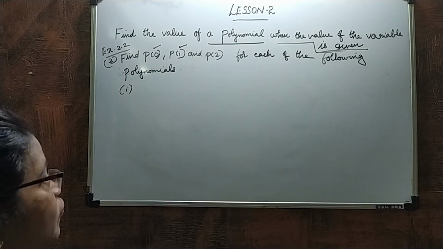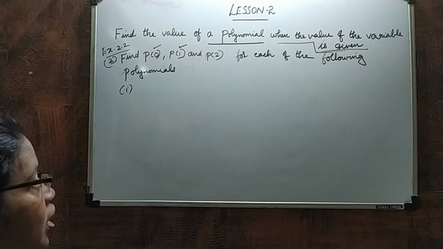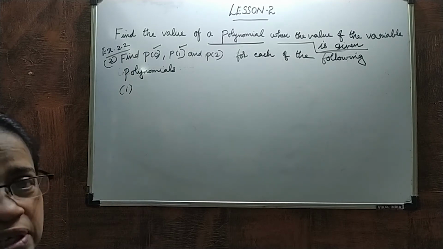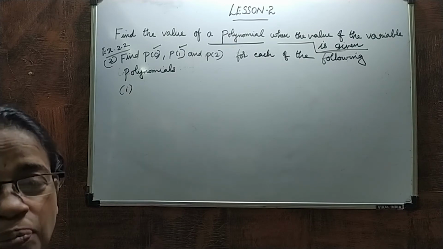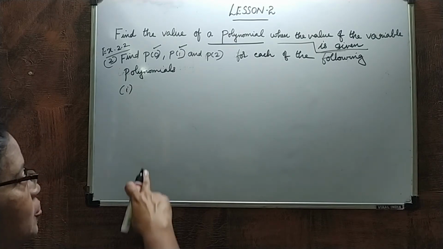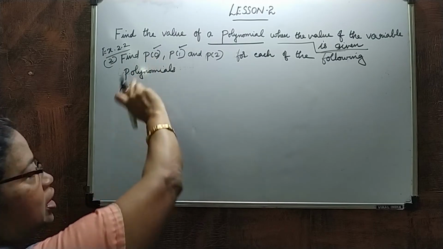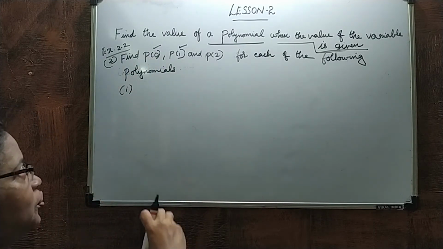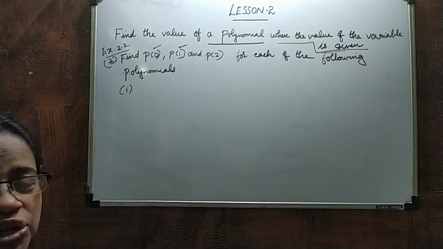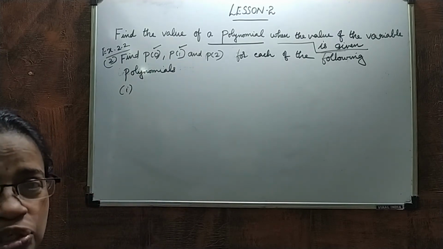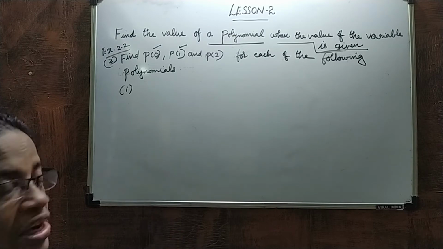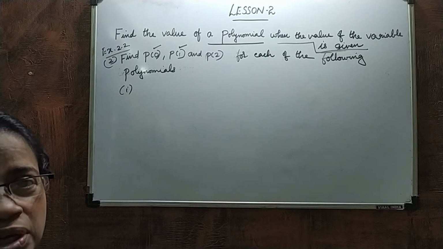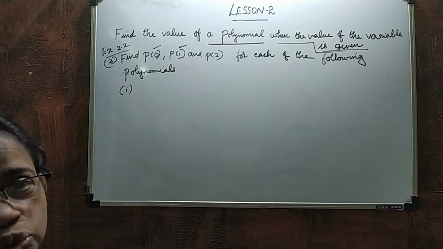Second question. Find P of 0, P of 1 and P of 2 for each of the following polynomials. That means they will give you the polynomial and you have to substitute 0 first instead of the variable and find the answer. Again, what do you have to do? For the second question, take the polynomial and substitute 1 instead of the variable. Then the third one, again the same thing: instead of the variable, substitute 2.